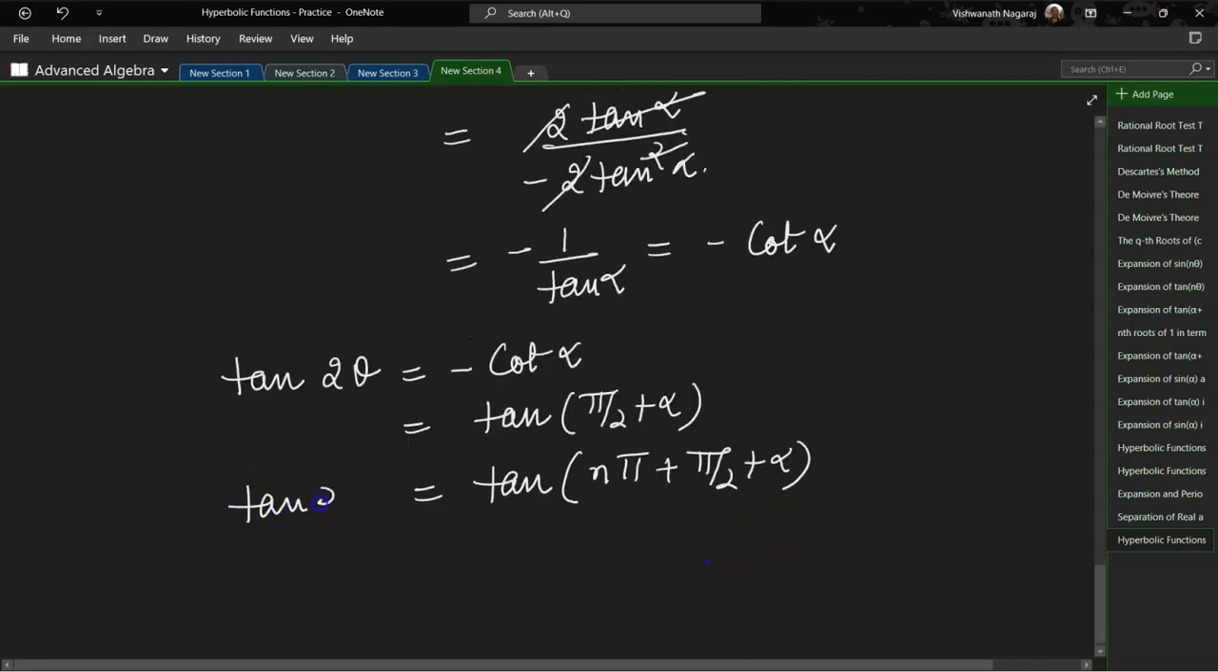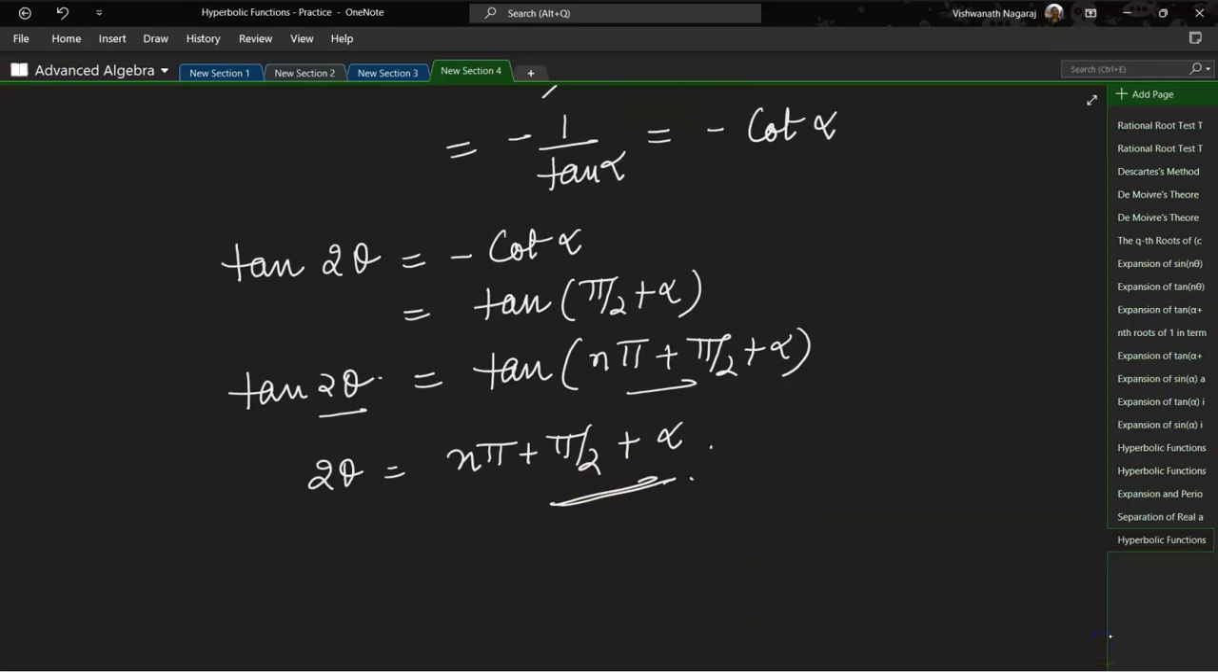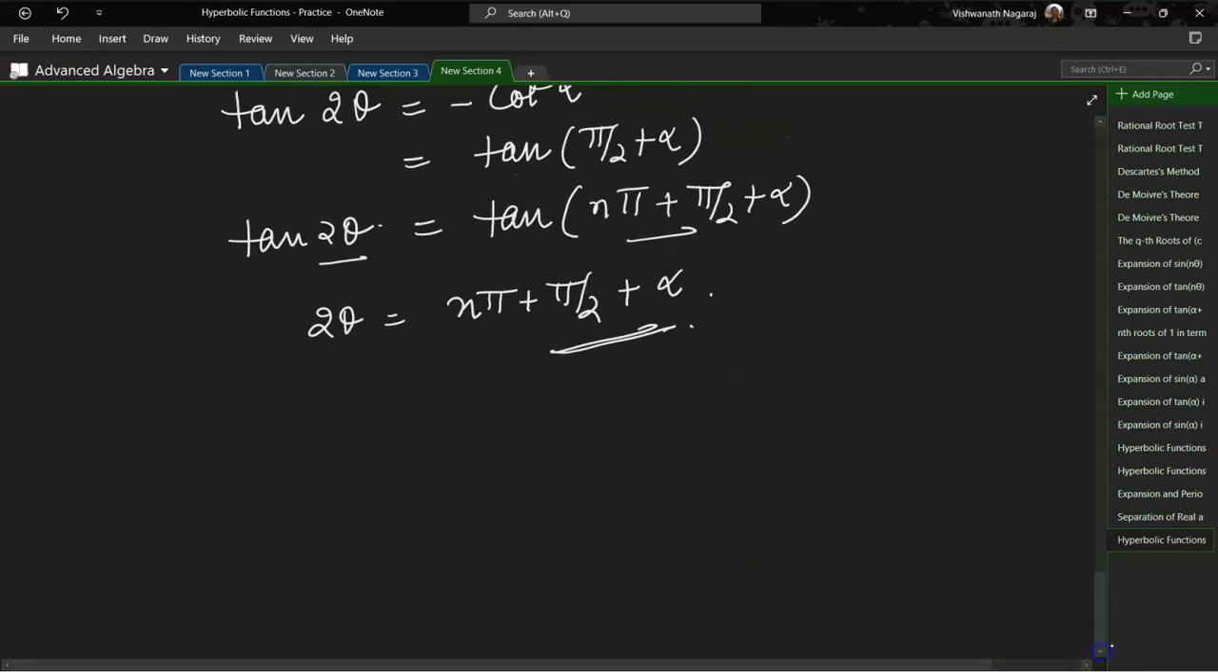Here tan 2 theta is there. If tan of this is equal to tan of this, that means this is equal to this. So 2 theta is equal to n pi plus pi by 2 plus alpha, which is what we had to prove. Okay, so that is the first problem. Now let's look at the second problem.